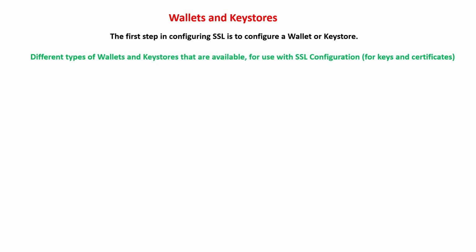Different types of wallet and keystore are available for use with SSL configuration for keys and certificates. As I said, the wallet and keystore are used to store our SSL configuration related things. Now, to understand the difference between wallet and keystore, where exactly we use the wallet and where exactly we use the keystore, you have to understand two things. The first is the Java component and the second is the system component.